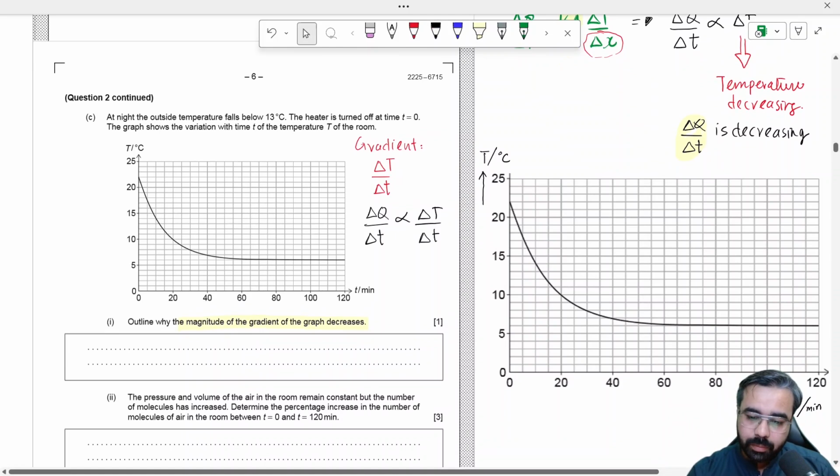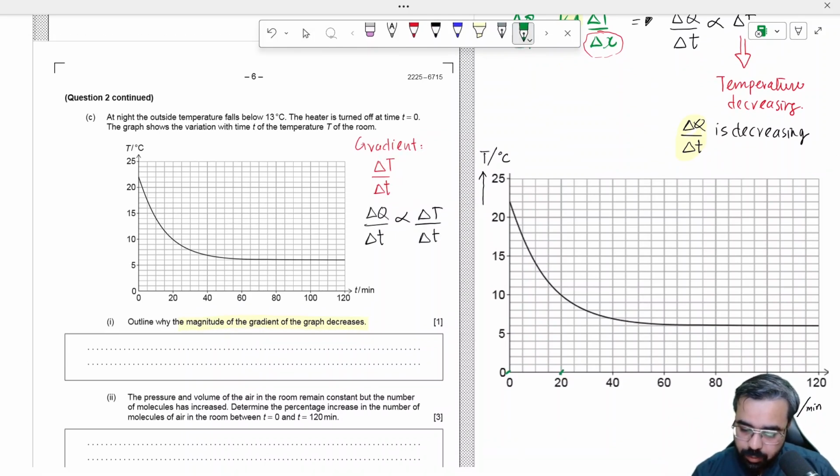Now let me show you from the graph, right? If I keep the interval from 0 to 20, for example, do you notice what the change in temperature is during this? This is 22 and this is 10, so the change in temperature is 12 degrees Celsius in the first 20 minutes. In the next 20 minutes, you can check what the change in temperature is.